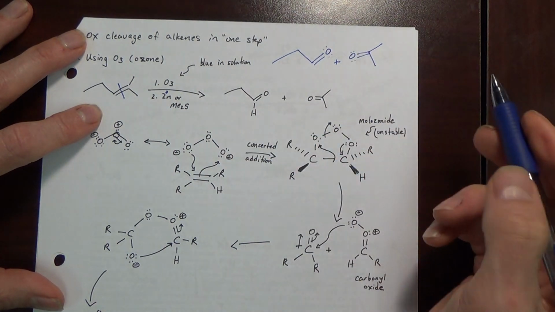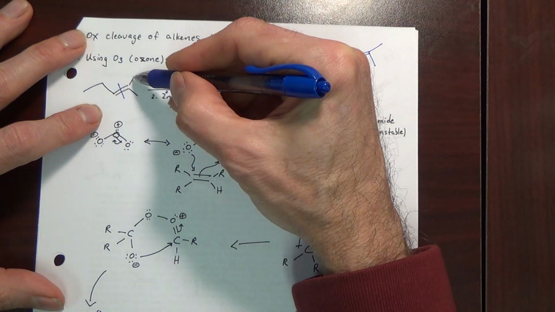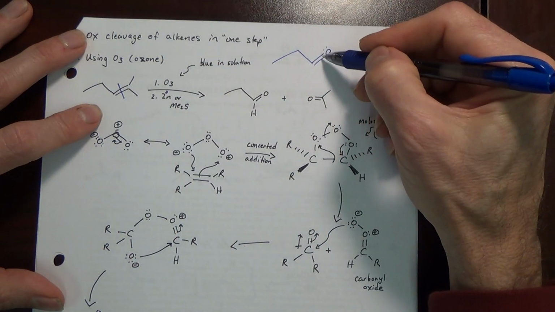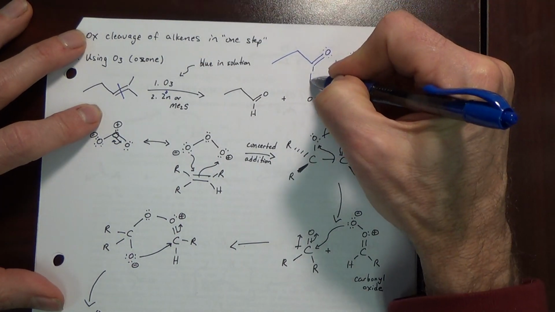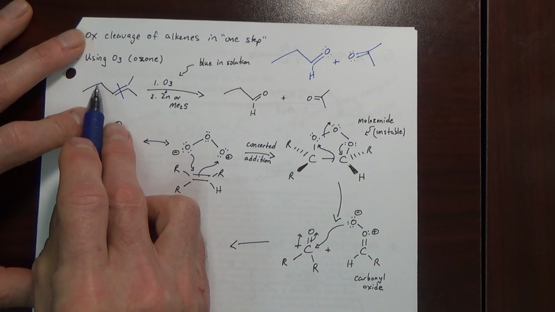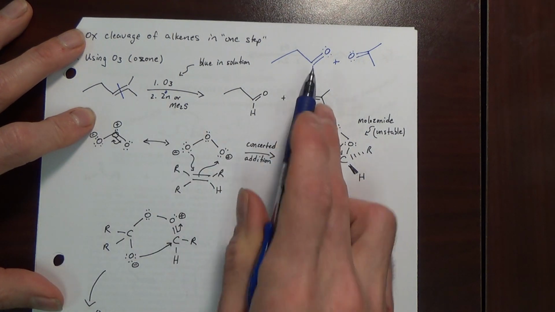But that's the same thing I have drawn here. We see one is a ketone because the original alkene had methyl groups or carbon groups on the right carbon. But the other carbonyl is an aldehyde. Let's draw in the H. Because the other carbon had one R group and the other atom on the alkene carbon was a hydrogen. It's still there.